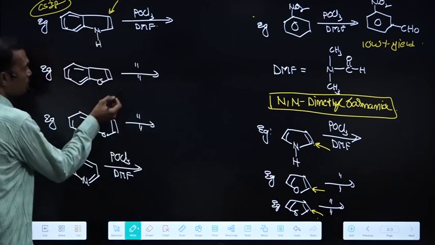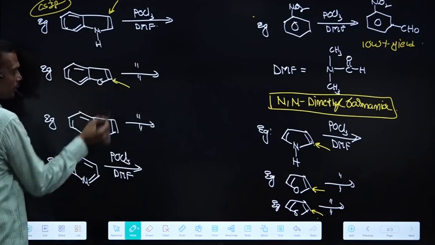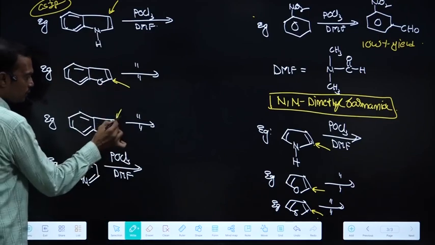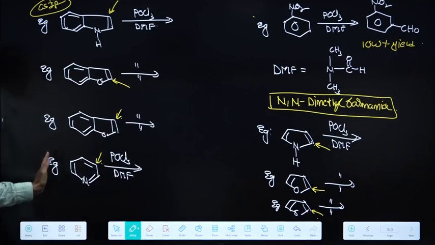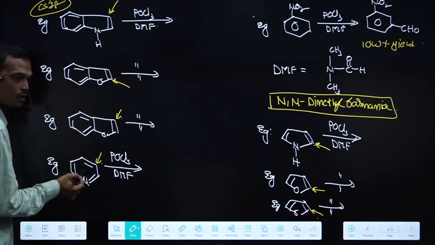So where will you make formylation? Second. Now sulfur is here, third. Now here, third position, but yield is very poor. It is not acceptable. Formylation on pyridine is not acceptable. Why? Because pyridine itself is an electron deficient heterocyclic ring.